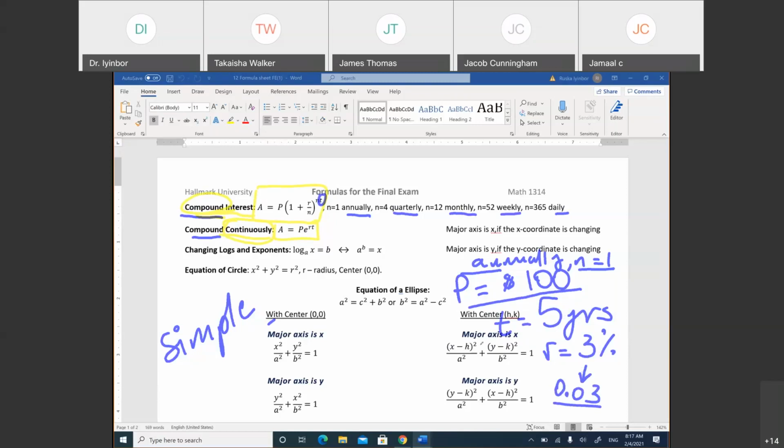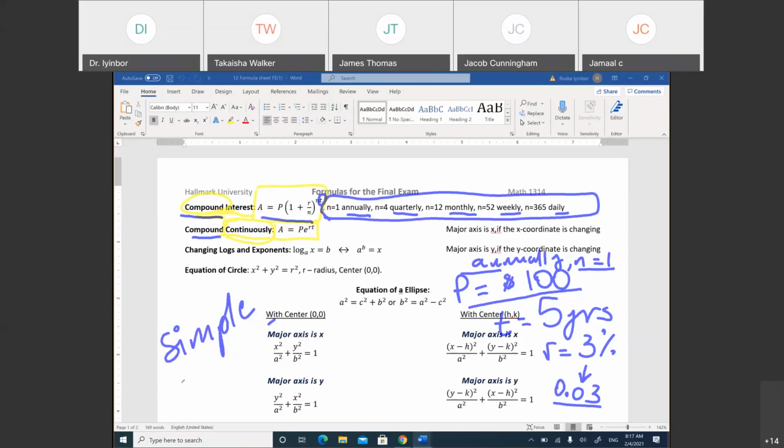Because the time is always in years, the rate is always in decimal form, the principal is always a money amount. It can be cents also, it doesn't have to be the whole amount, it can be like $100.25, okay? And then annually, quarterly, it's over here, whatever it is. You're gonna look for the keyword and that's what n is gonna be, okay? So all these numbers, I'm gonna plug it into my formula.